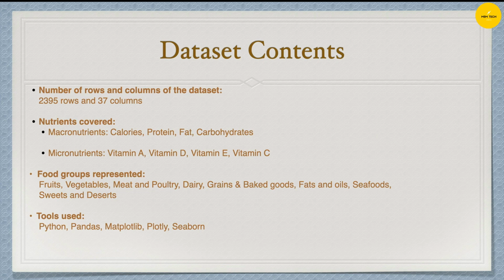Dataset contents. The dataset contains nearly 2,400 rows and 37 columns, covering both macronutrients like protein and fat, and micronutrients like vitamins A, C, D, and E. It includes foods from all the major groups: fruits, vegetables, meats, dairy, grains, seafood, and more.